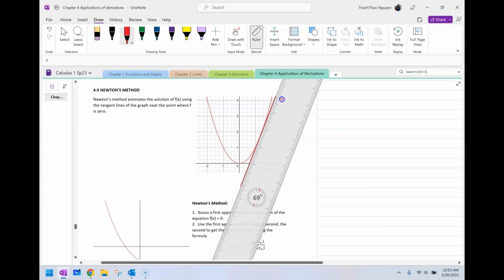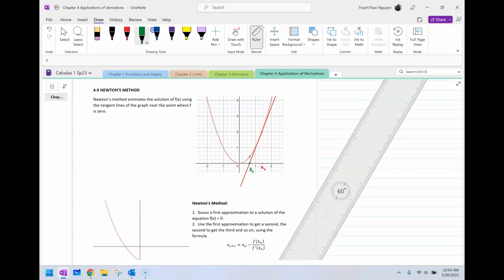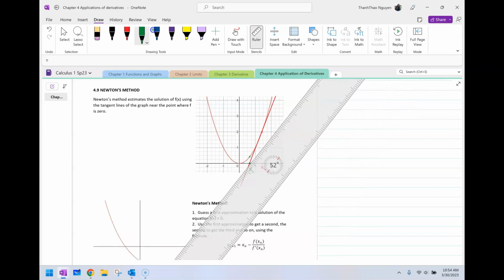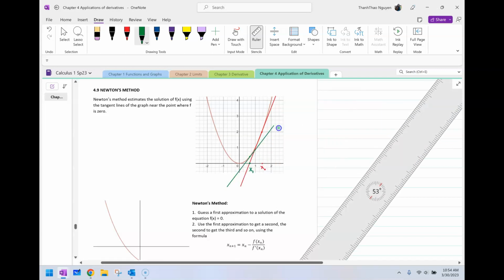Note that the tangent line intersects the x-axis at this point. We call this point x1. And let's see what happens if we consider the tangent line of f of x at the point x1. So here is the tangent line of f of x at x1. Again, this tangent line intersects the x-axis at this value called x2.